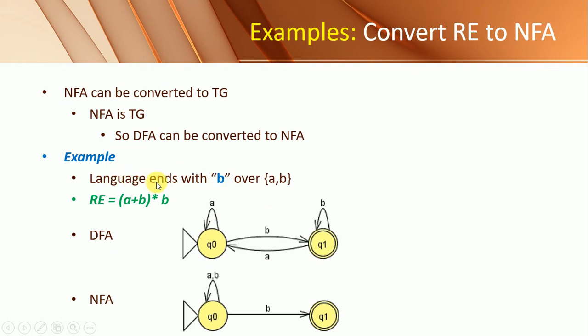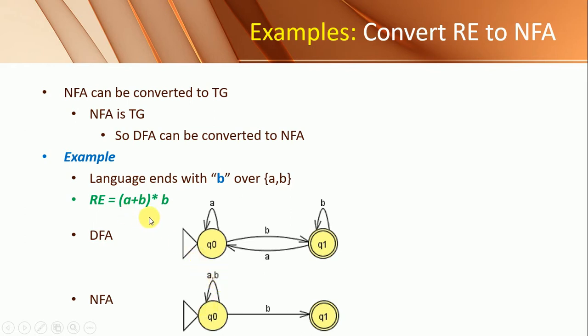The language is that it must end with b. So it means that it contains any combination of a, b at the beginning, but the end must be on b. So NFA is simple. From Q0 we are going to take a transition for the basic rule, this is ending with b. So Q0 on b goes to Q1, which is the final state. Then, for the regular expression (a+b)*b, we are going to take a loop on a, b.